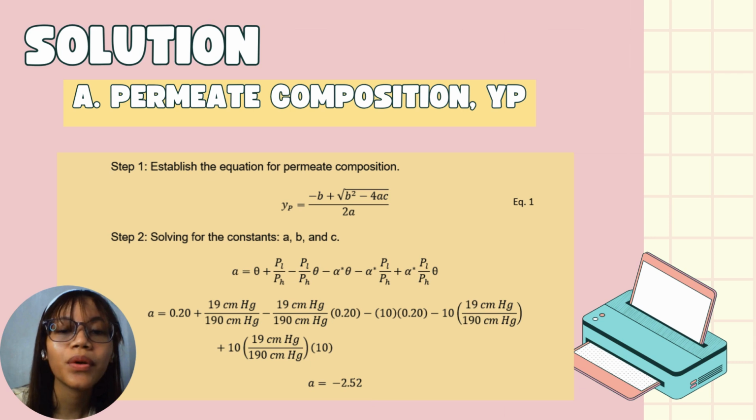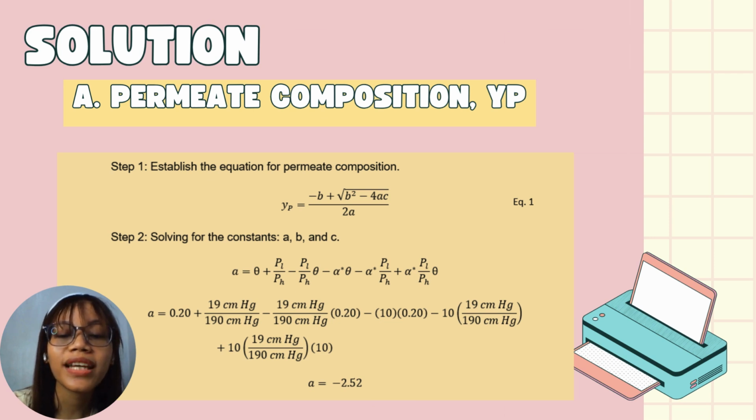First, we're going to solve for the permeate composition Yp. Establishing the equation for the permeate composition, Yp is equal to negative b plus square root of b squared minus 4ac over 2a. Then these constants, we need to calculate this. So next, we're going to solve for these constants.